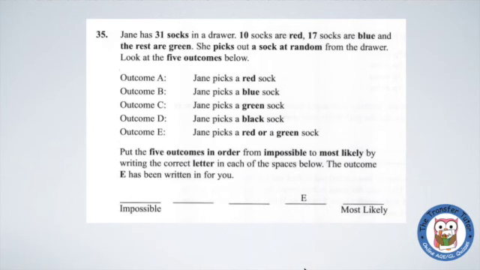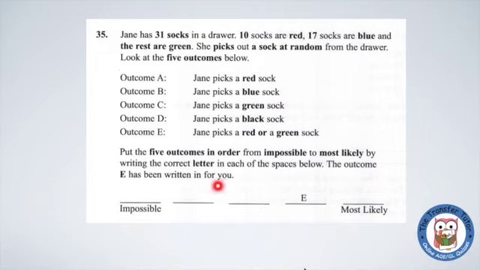Okay, so here's a question around probability. The question is, Jane has 31 socks in a drawer. 10 socks are red, 17 socks are blue, and the rest are green. She picks out a sock at random from the drawer. Look at the 5 outcomes below. So we've got various outcomes listed of what Jane can pick out. And then the question is, put the 5 outcomes in order from impossible to most likely by writing the correct letter in each of the spaces below.